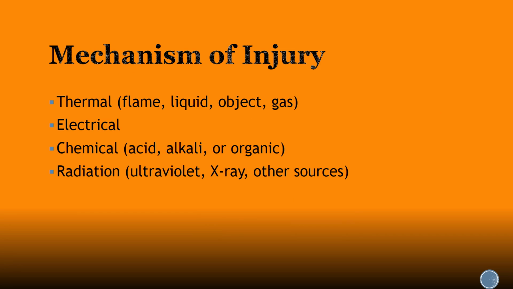Slide 4, mechanism of injury, is just four types: thermal, electrical, chemical, radiation. Some types of thermal, like flame, could be a dry heat. A moist heat or liquid can lead to a scalding. Objects or hot surfaces lead to a contact thermal injury. Of course, you can also have a thermal contact injury from tar or grease.